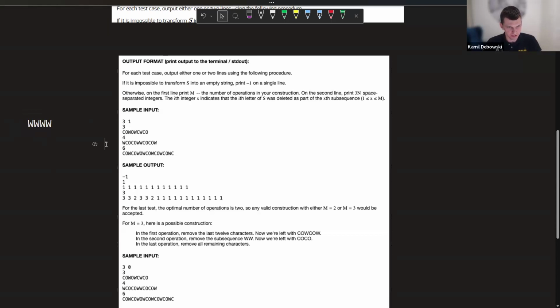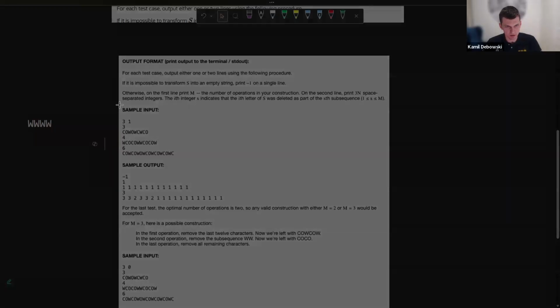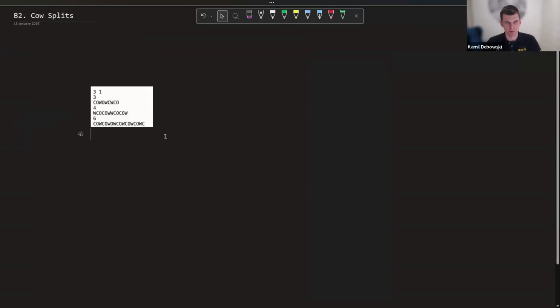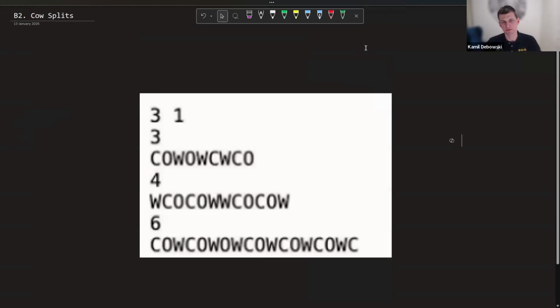So let me make this bigger. Sorry about the quality. What I can do is take www and erase it. That's one operation. Then I can take all the occurrences of C and erase them. And finally take all occurrences of O and also erase them.